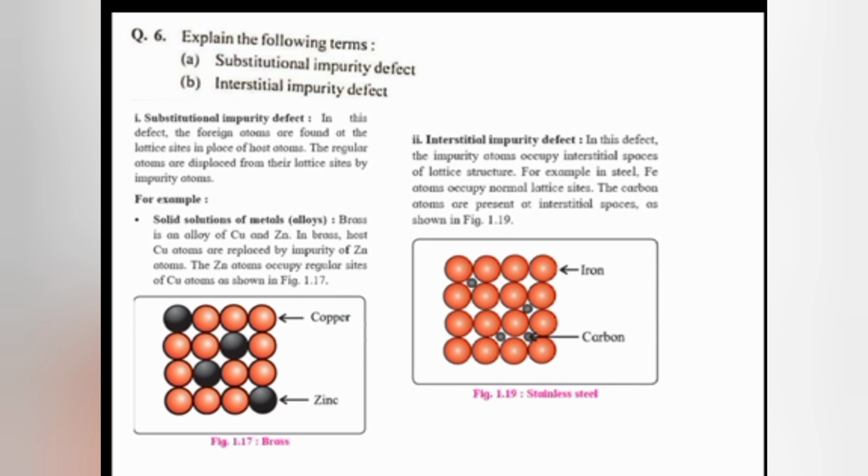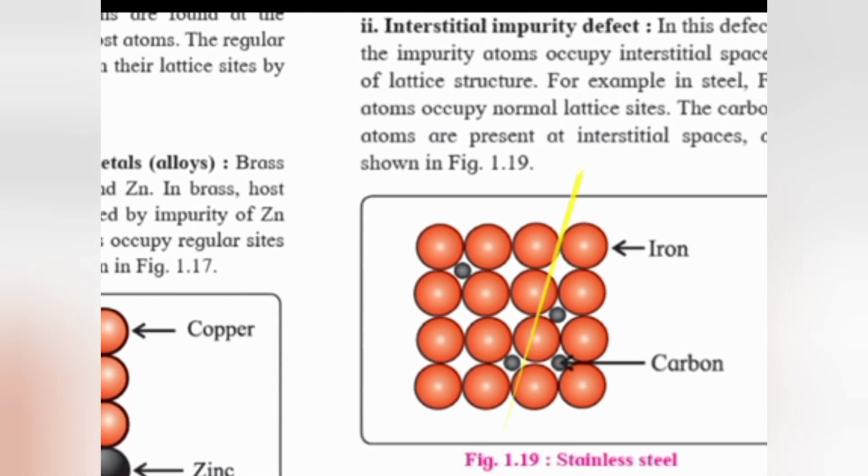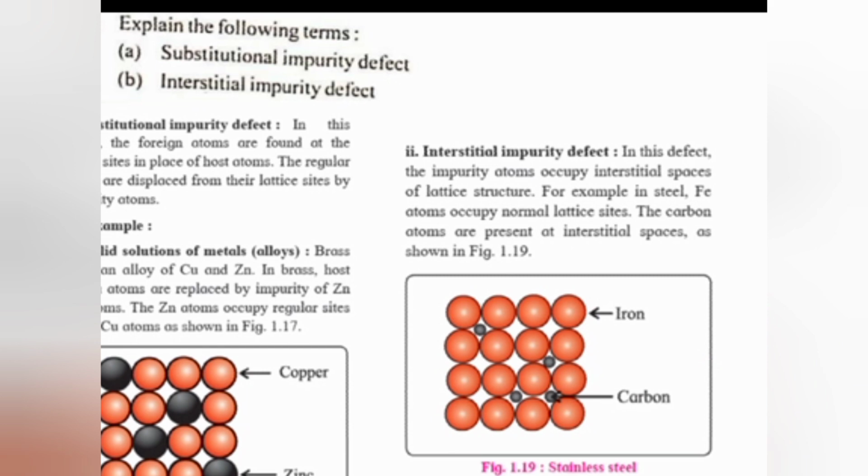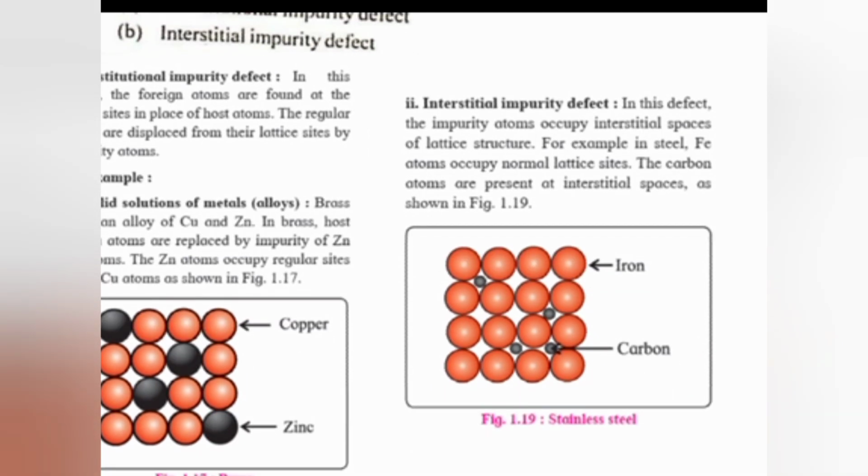One more question they are asking is interstitial impurity. In this defect, the impurity atom occupies the interstitial spaces. So the small spaces you are observing in this diagram are filled by carbon. Stainless steel is an example of this impurity defect. So iron is the continuous phase in which the interstitial spaces are occupied by the carbon.